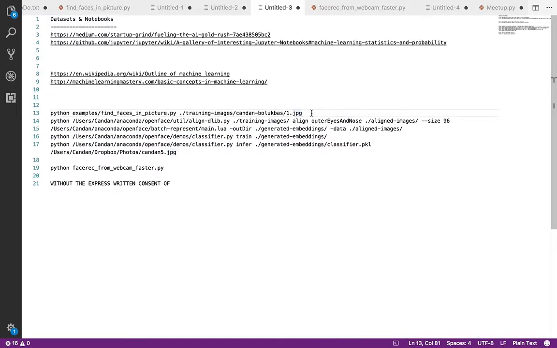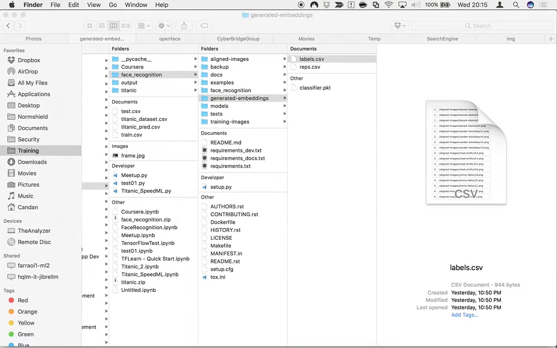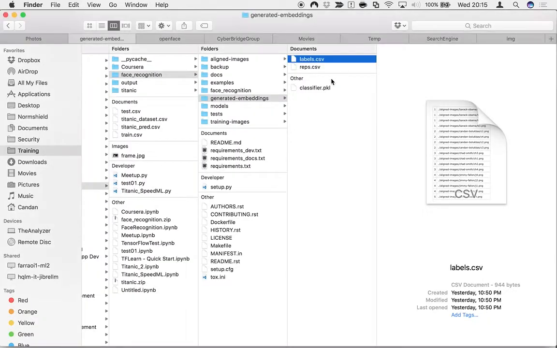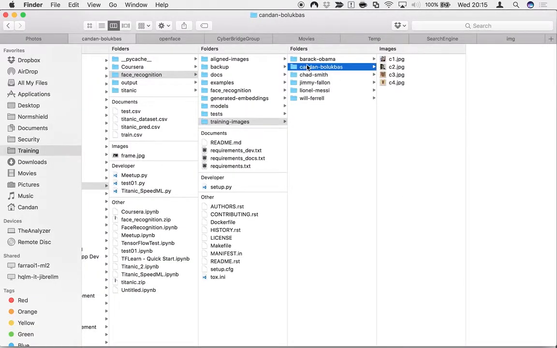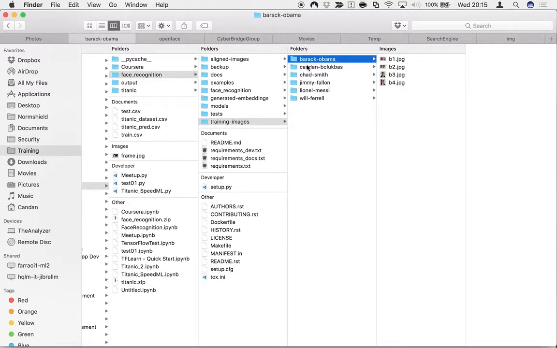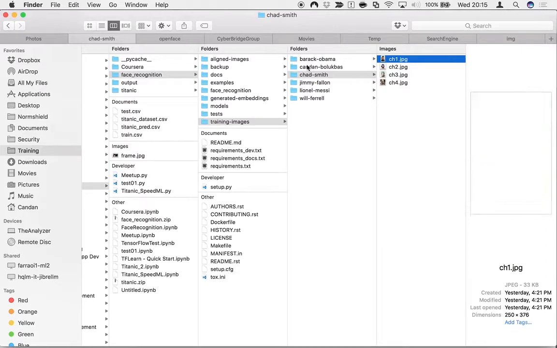The OpenFace library is a Python library. It has good code that will help you to find the faces. For example, this command is find faces in picture. It's a nice example to help you find a face in a picture. So let me show the picture, and this one is easy. This one seems, again, easy. My pictures are easy to find.